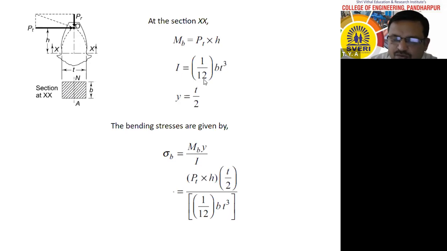Therefore, this moment of inertia is along the vertical axis. The value of y is also along the vertical axis, and we know the bending equation: MB upon I is equal to sigma b upon y. This bending equation you have studied in second year. Therefore, sigma b, the bending stress, is equal to MB y divided by I. Substituting all three values in this equation, sigma b is equal to PT into h into t/2 divided by bt cube by 12.